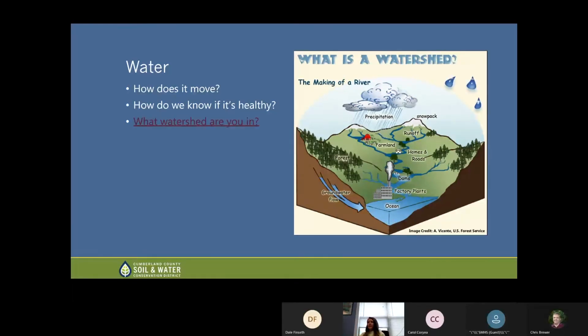Some of the other signs that we use to see if it is healthy is if we can use it as humans. So we will get really sick if we're drinking and using polluted water. So we do a lot of tests to make sure that it is clean and healthy. So one of the things we'll check out first is a tool to see what watershed you are in.